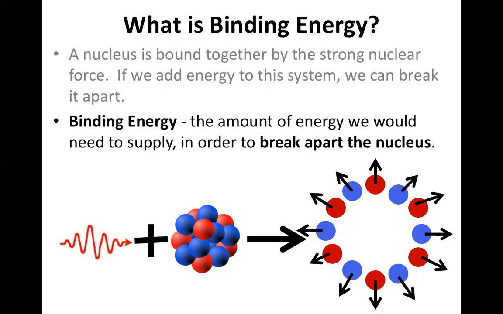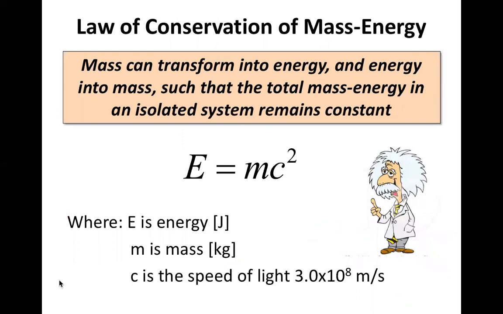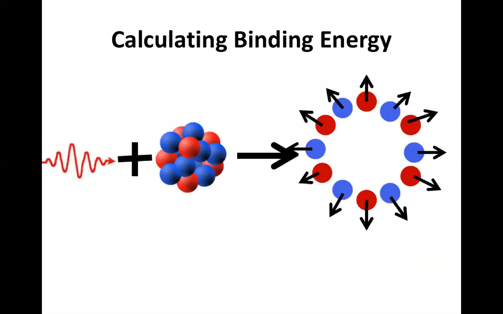So if you ever wanted to calculate this binding energy, you could find the difference in the mass and then sub that mass into E equals mc squared. Through Einstein's new idea that mass and energy are just different forms of each other, there's a new law of conservation. It's the law of conservation of mass energy. And it says that mass can transform into energy and energy into mass such that the total mass energy in an isolated system remains constant. Often this equation would be used in these questions. So how would we calculate binding energy?